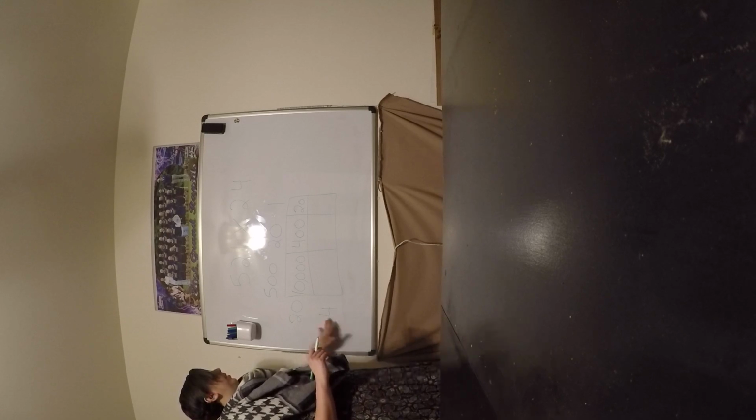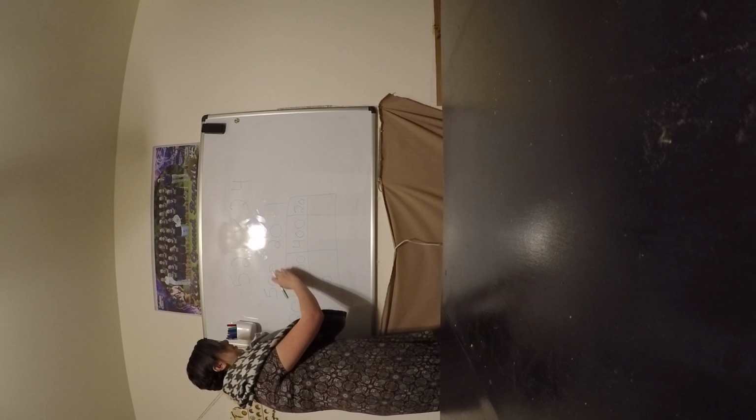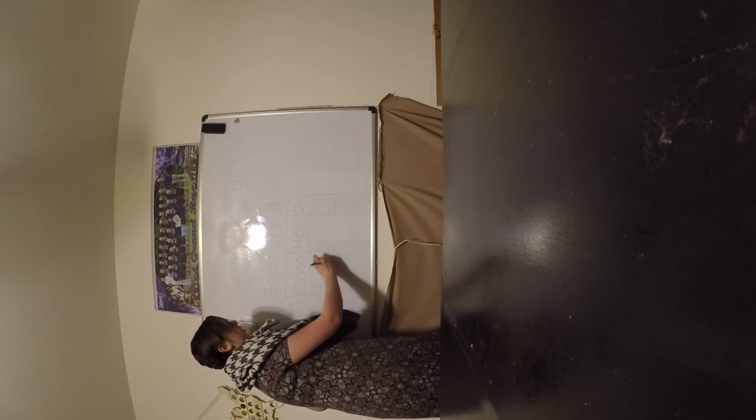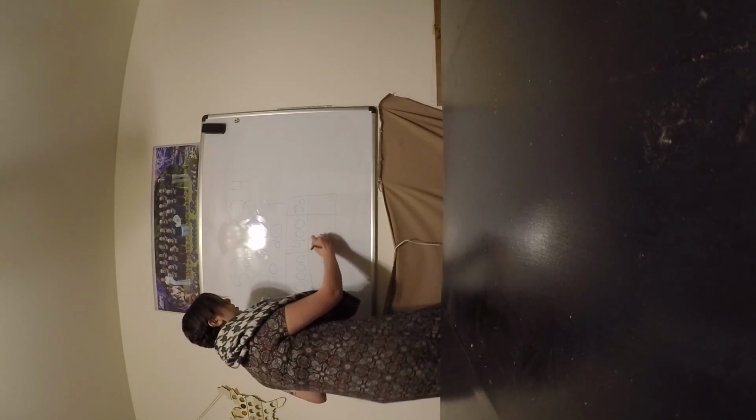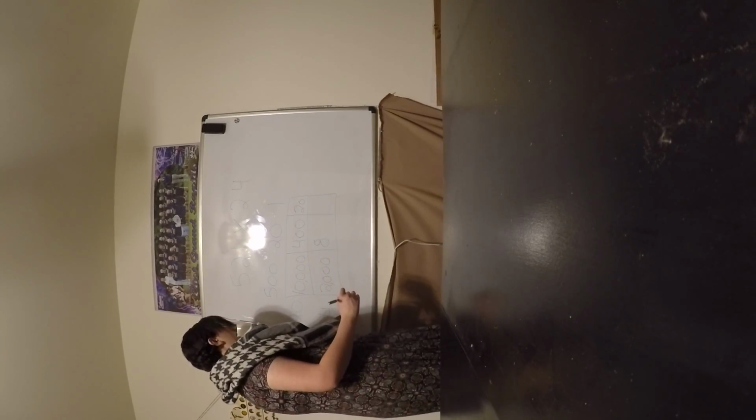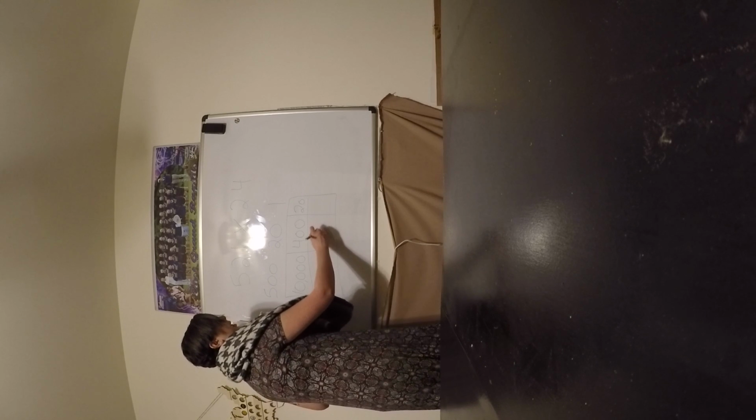What is 4 times 5? 20. Add 2 zeros for 2,000. 4 times 2 is 8. Add 1 zero, 80, and 4 times 1 is 4.